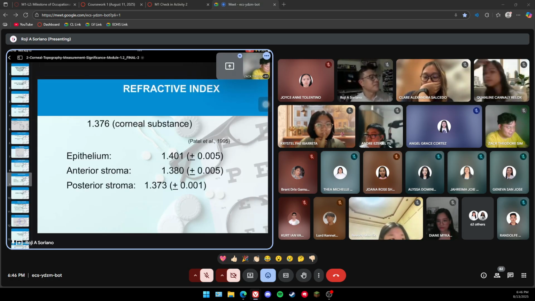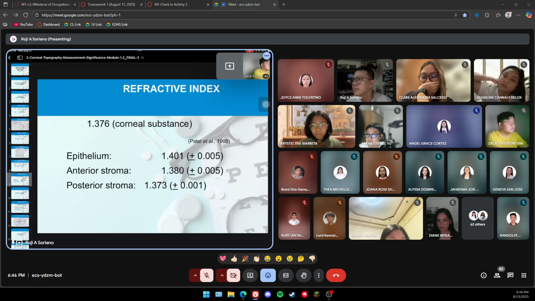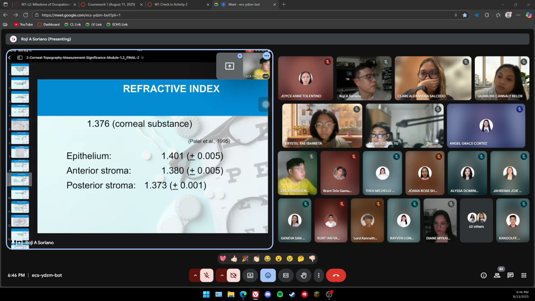Next, of course, refractive index. What is the refractive index of the cornea? As you can see here, 1.376. All right, anterior epithelium about 1.4, anterior stroma 1.3, posterior stroma 1.373. Okay, just add them up.